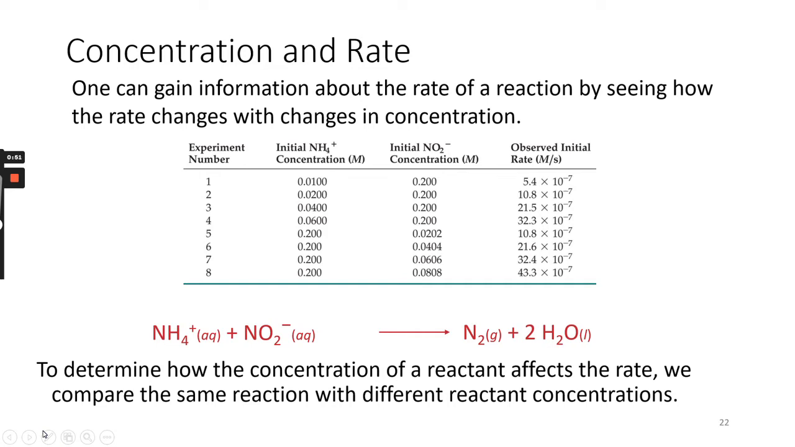So one can gain information about the rate of reaction by seeing how the rate changes with changes in concentration. Here's some data where we have performed 8 experiments varying the concentrations. To determine how the concentration of a reactant affects the rate, we compare the same reactions with different reaction concentrations. For example, you would compare reaction 2 to 1, and you see here we're keeping this term constant, so we could figure out how NH4 plus changing the rate, or doubling it, affects the overall rate.